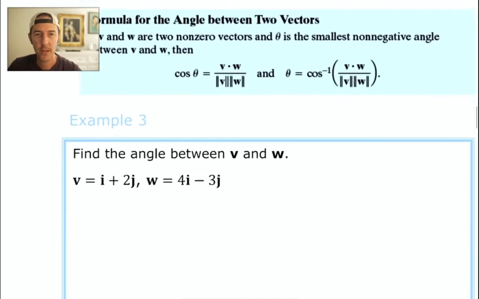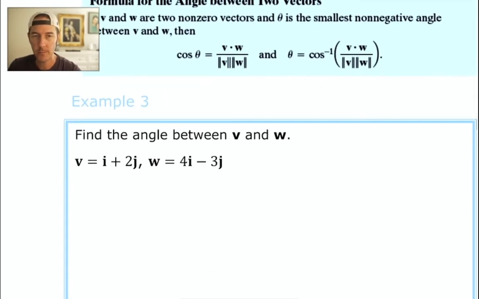So let's try to find the angle between v and w. This should be very easy. We know that theta is going to equal the inverse cosine of v·w divided by the magnitude of v and the magnitude of w. So we need to figure out the three components that are inside of this inverse cosine function. So let's start with that.